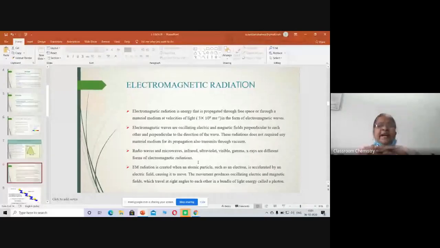Electromagnetic radiations are also created when an atomic particle such as an electron is accelerated by an electric field. म्हणजे atomic particle electron हा accelerate केला electric field ने, it causes to move and it creates the electromagnetic radiation. The movement of electron produces the oscillating electric and magnetic field which travels at right angles to each other in a bundle of light energy called a photon.